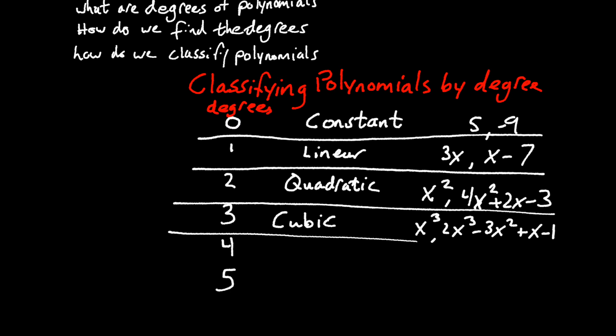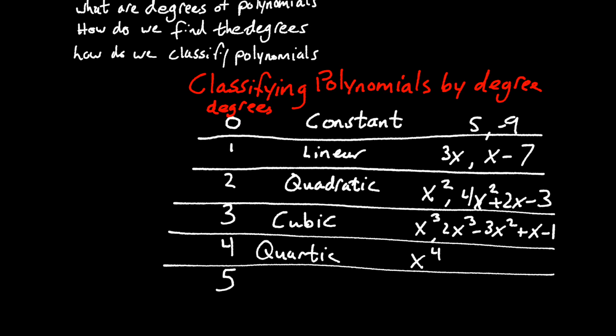Okay, we'll do 2 more real quick. For a power of 4 or a degree of 4, we call these quartic. And that would be x to the 4th as the largest power. And finally, we have quintic for degree of 5, so x to the 5th. And that's how we can classify polynomials based on their degrees. We have these special names for them.